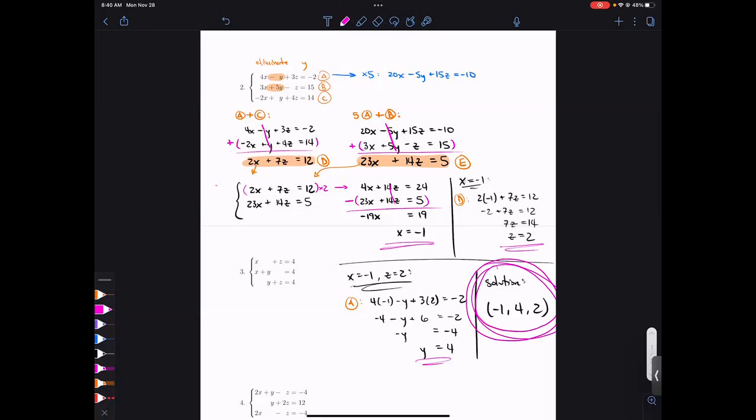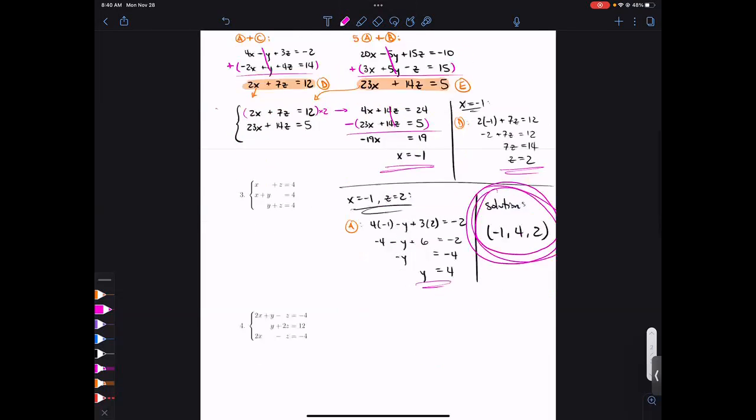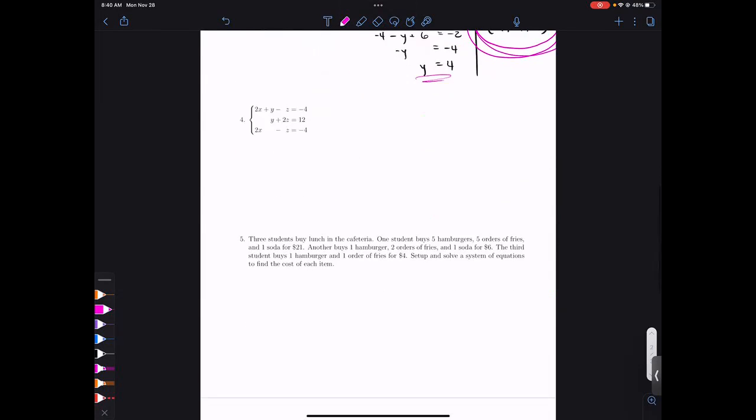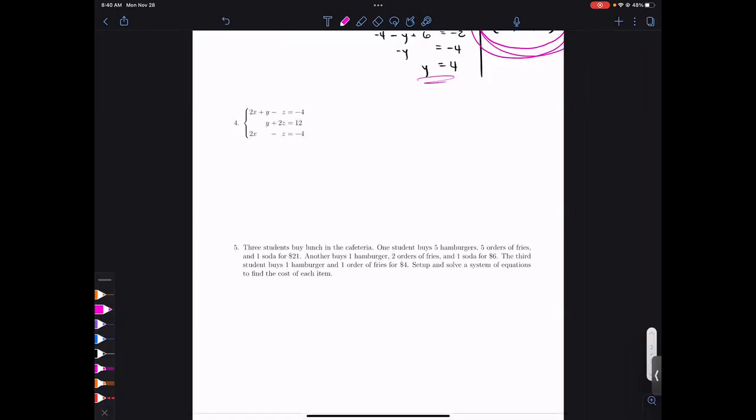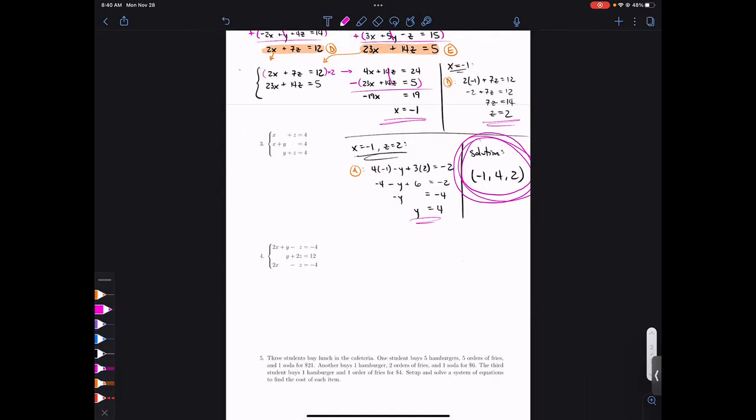Okay. Again, I know that looks like a lot, right? Does anybody have any questions about how we did anything? All right, well, we got about 10 minutes left, so why don't you guys try? I think there's 2 more on the back, and then there's an application problem where you would set the system up first and then solve it.